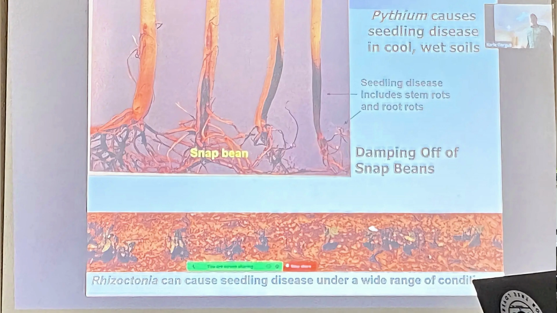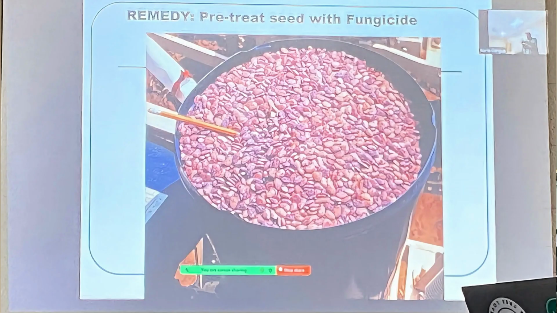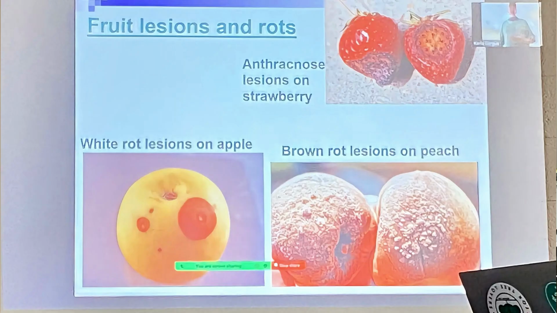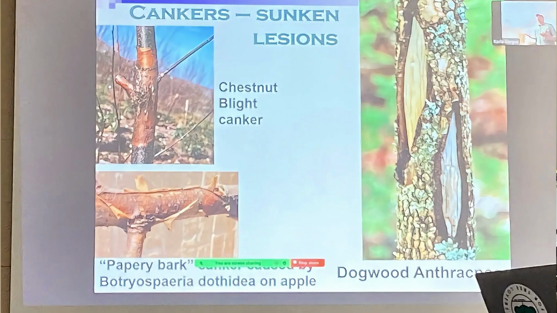Seedling diseases include stem rots and root rots, damping off of snap beans. Remedy: pre-treat seed with fungicide. That looks like watermelon seeds. Fruit lesions and rots: lesions on a strawberry, white rot lesions on apple, and brown rot lesions on a peach. Cankers, sunken lesions: chestnut blight canker, papery bark, and then there's one on the dogwood.